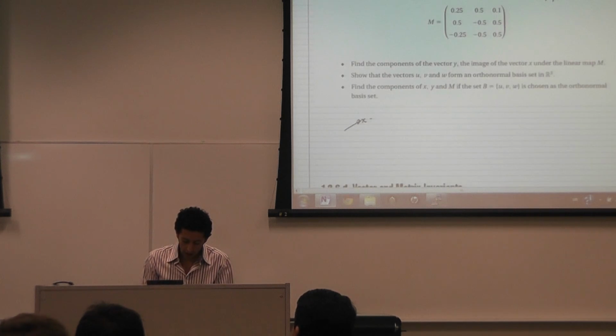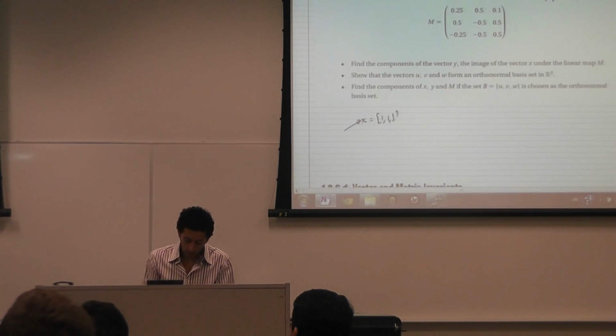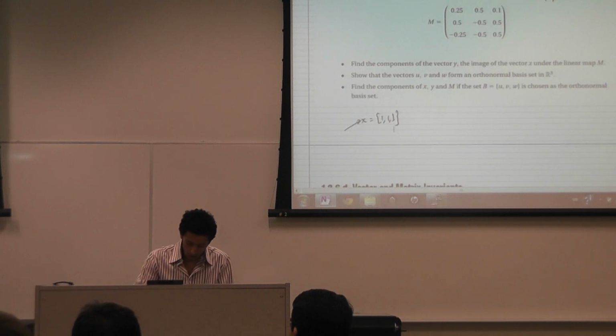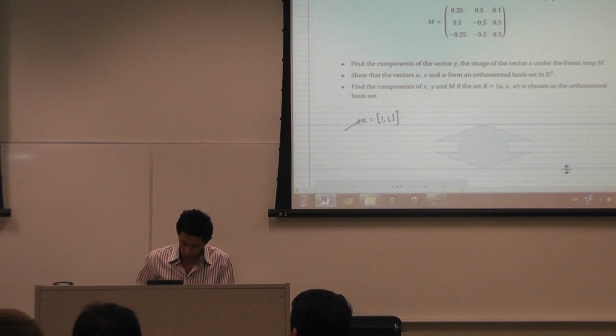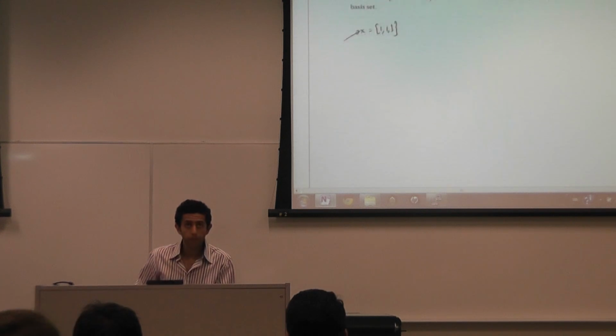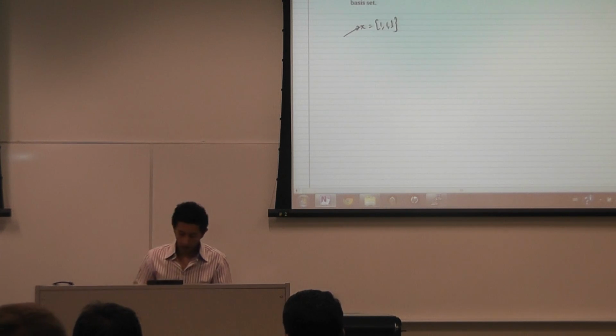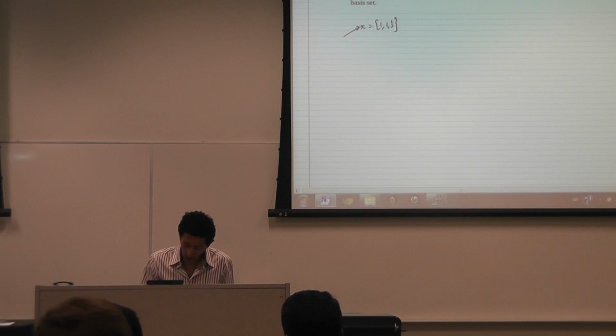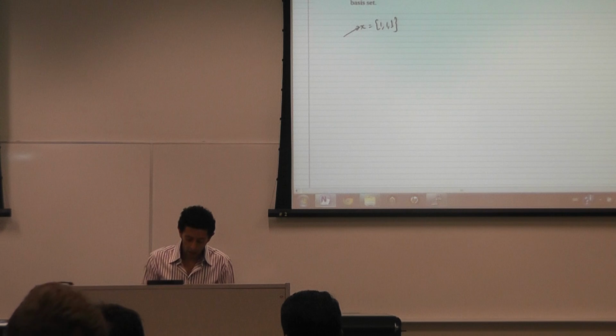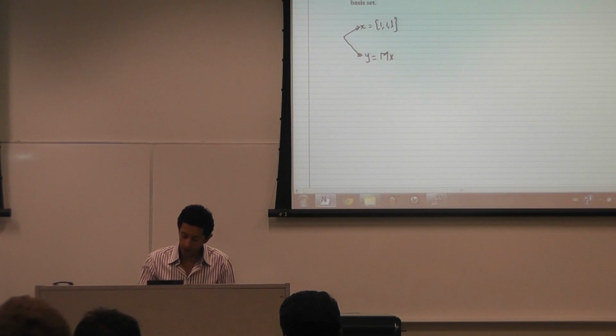So I have a vector x that's equal to (1, 1, 1). The first question is: find the component vector y, the image of the vector x under the linear map M. y is equal to Mx. If you take M and multiply by x, you're going to get y.